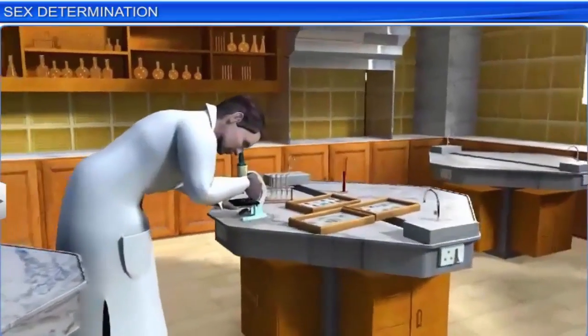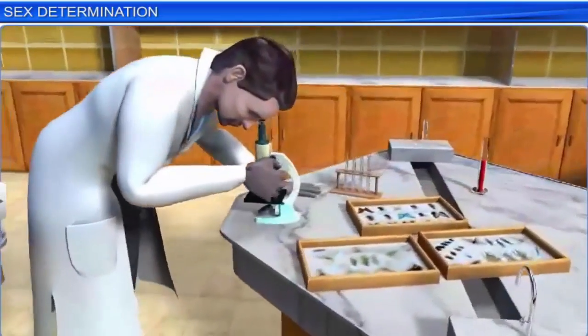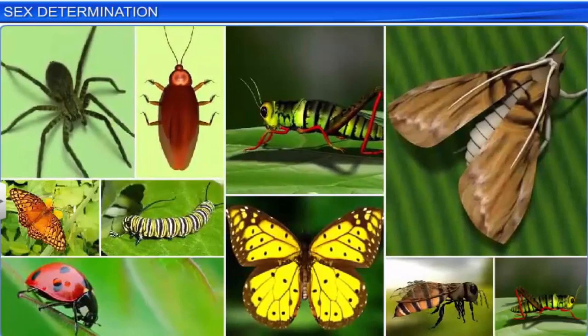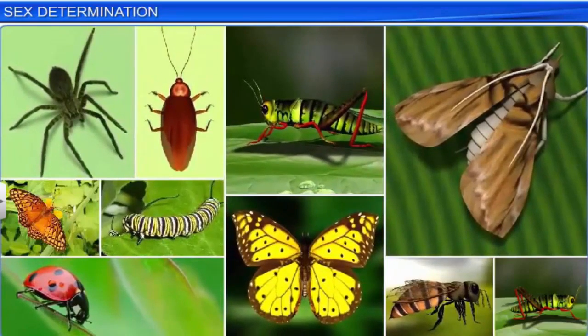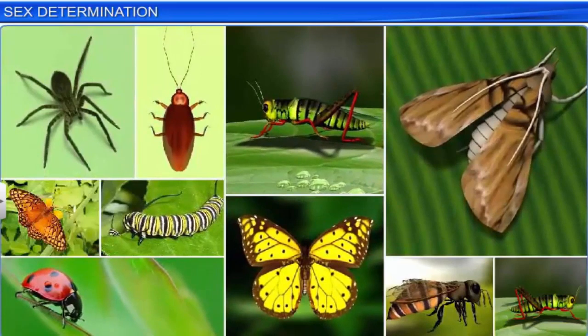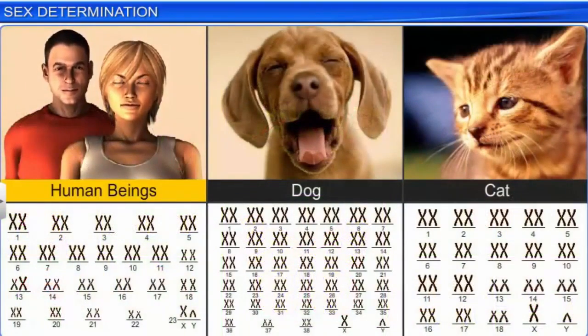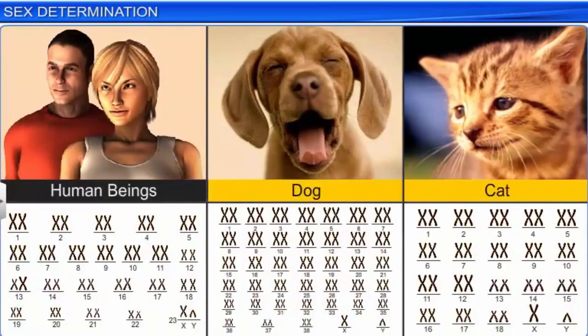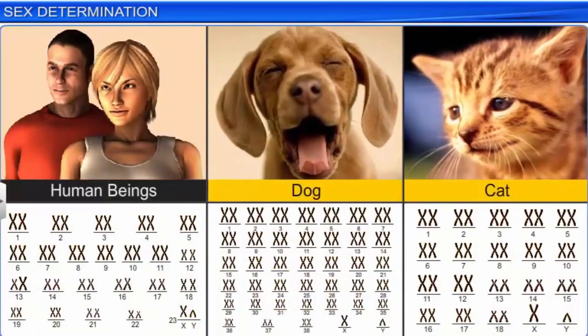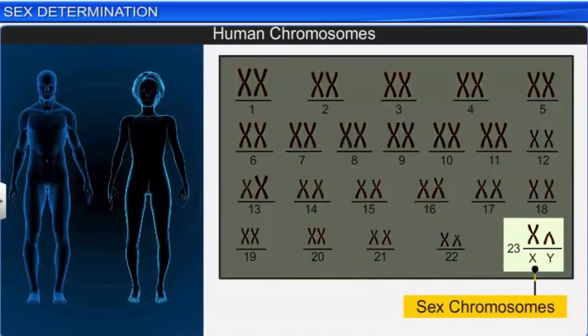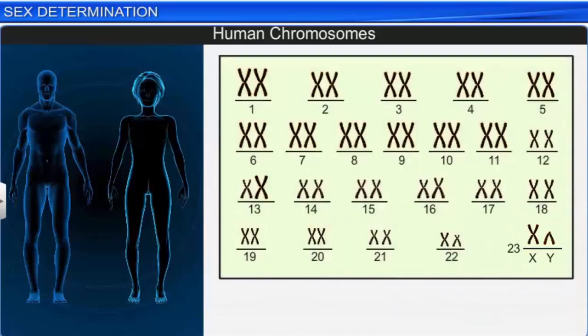Early research in the field of genetics was carried out using insects. In fact, the development of the chromosomal theory of sex determination took place through cytological studies carried out on insects. Today, sex determination in human beings and several other animals is done with the help of specific chromosomes. These sex-determining chromosomes are called sex chromosomes, while the rest of the chromosomes are called autosomes.